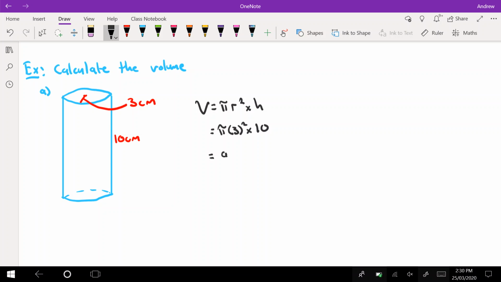So we got 90 pi, which is going to be something like 280. Someone put their calculator in and figure that out. 282.74 centimeters. Centimeters what? Cubed. We are still working in volume, so it's still going to be units cubed.